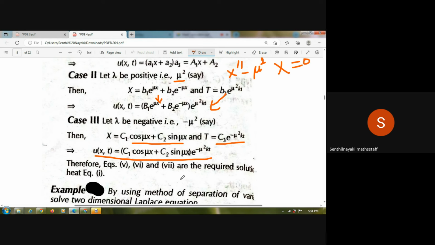So here also we are going to assume the solutions. Okay, one minute. I will share my screen.